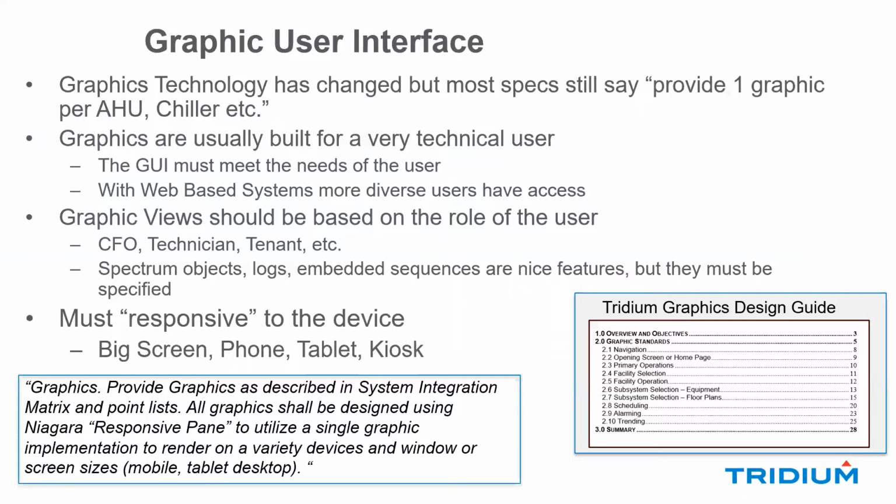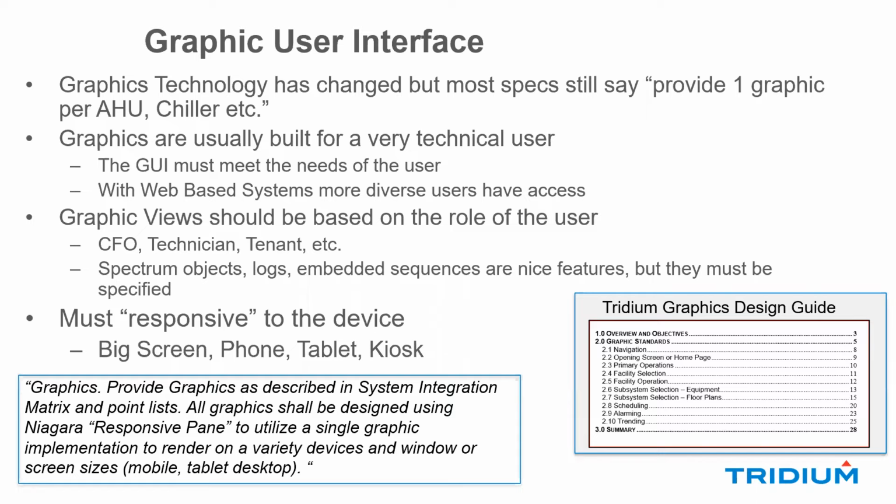If there's a technician in the building, they want everything on the graphic, but you might have more diverse users that don't need to see that. The energy manager may need a set of key graphics that only talk about energy. They don't care what's going on behind the scenes in the chiller. So the graphic view should be based on the role of the user.